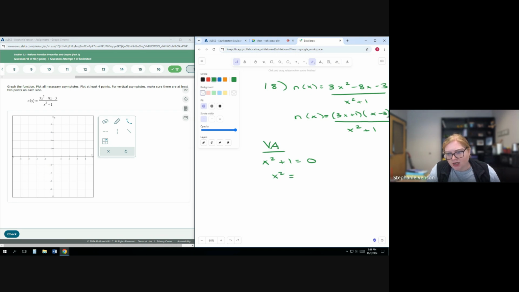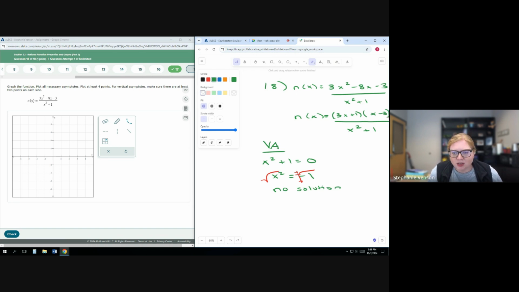So we get x squared equals negative 1. And then we would square root both sides. But that's where we run into an issue. You know that we can't take the square root of a negative number. So that means when we're trying to solve for the vertical asymptote, we have no solution.